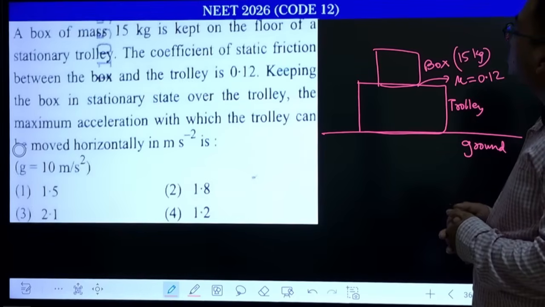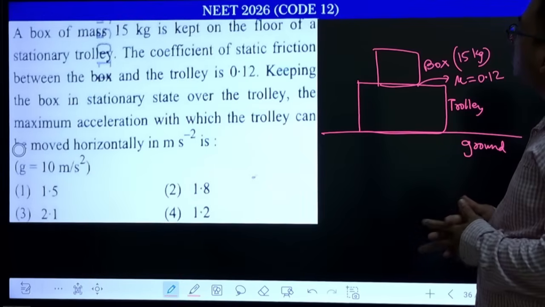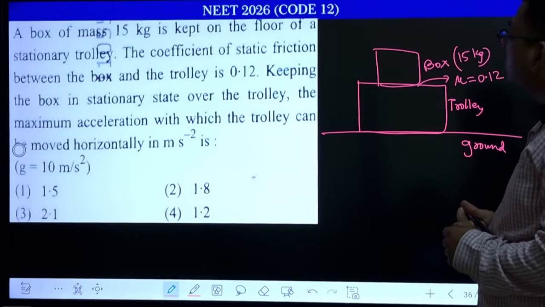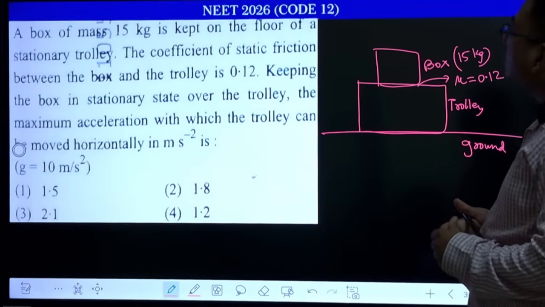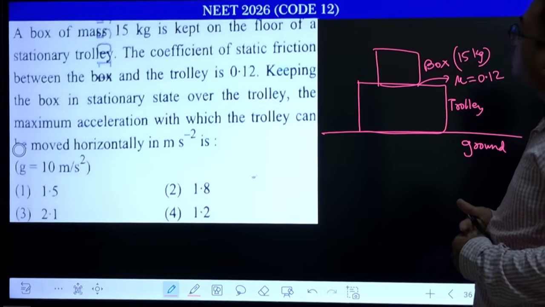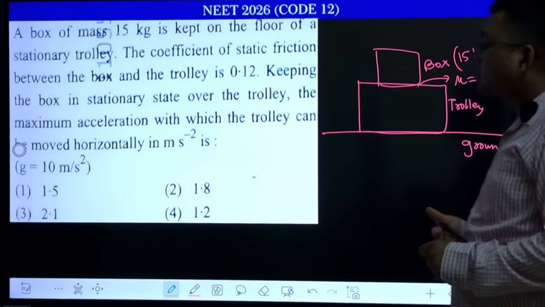Coefficient of static friction between box and trolley. Keeping the box in stationary state over the trolley, the maximum acceleration with which the trolley can move. They have not given anything. I think a box of mass is kept on the floor of a stationary trolley. Coefficient of static friction between box and trolley. Yeah, they have not given that.